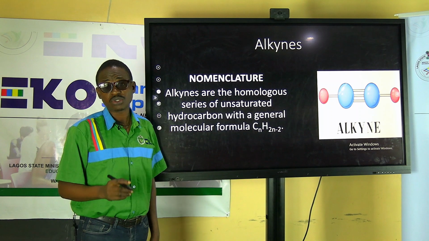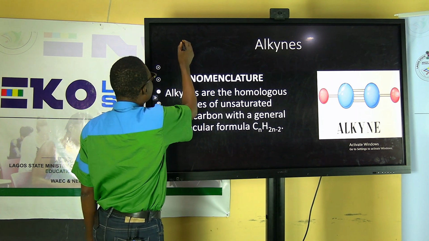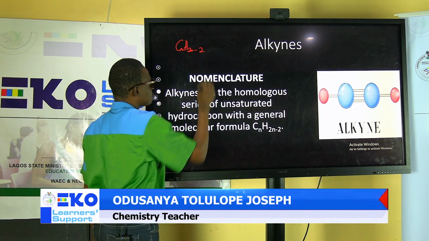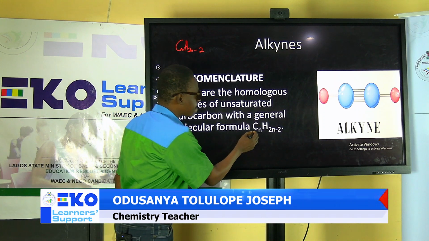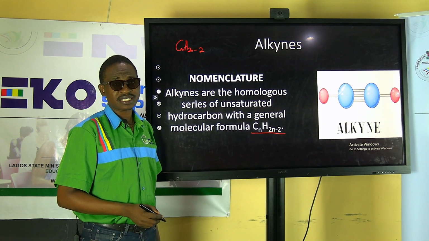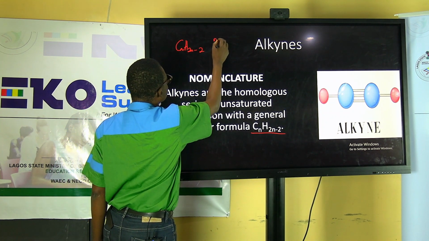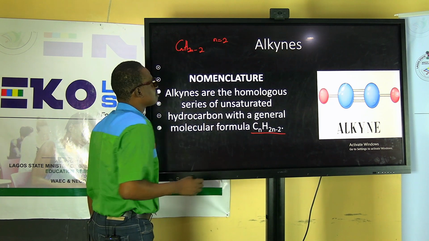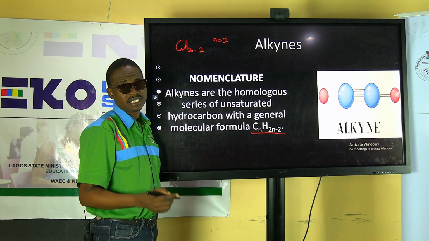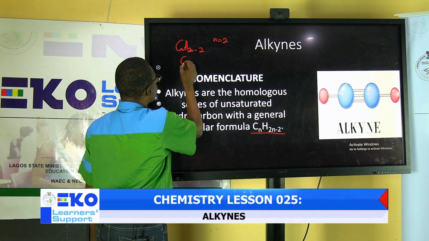The first thing you need to know is their general molecular formula. So their general molecular formula is CnH2n-2. You remember where n is any whole number. But in this particular case, n is going to start from 1. When you have 1, it does not exist in this family. So their first member is when n equals 2.